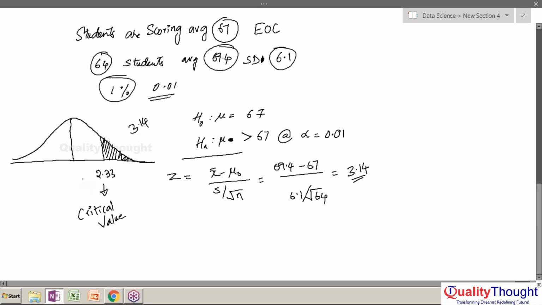This is the Z score for what? 0.01 significance level. Okay, and 3.14 is coming around somewhere here. So you need to reject the null hypothesis. Are you all good?